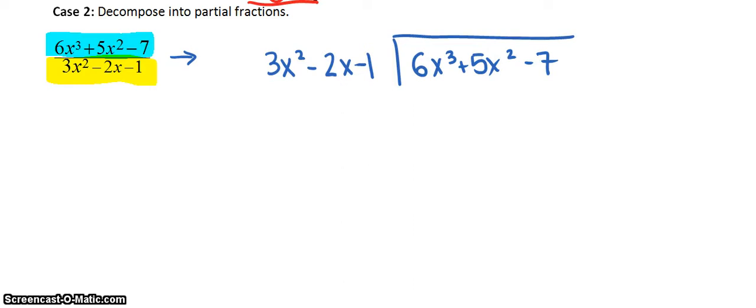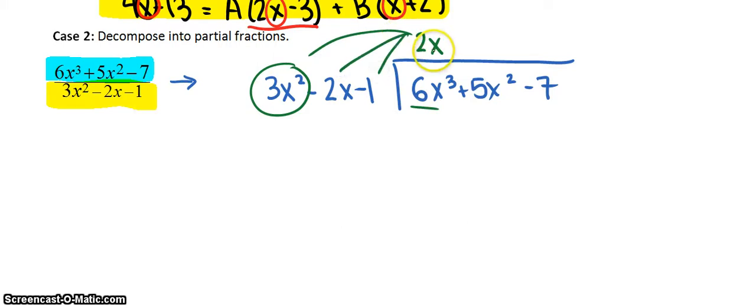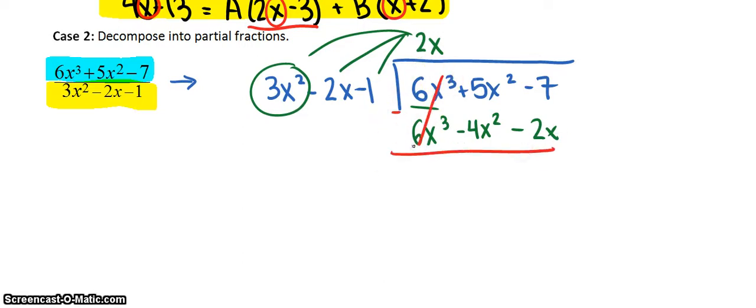And I'm just going to recap this process since it's been a while. So you're going to focus on the first terms, and you're going to say how many times is 3x squared going into 6x cubed? Okay, I'd have to multiply 3x squared by 2x to give me 6x cubed. Now you're going to distribute that. So 2x times 3x squared gives me 6x cubed. 2x times minus 2x gives me minus 4x squared. And 2x times negative 1 will give me minus 2x. Okay, then you're going to go ahead and subtract. So these should cancel. That's what you wanted.